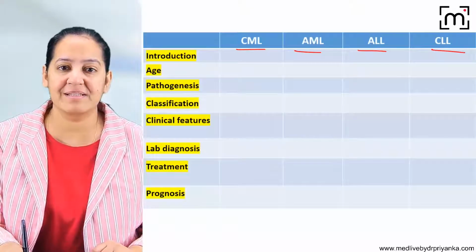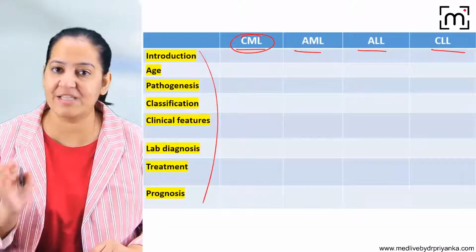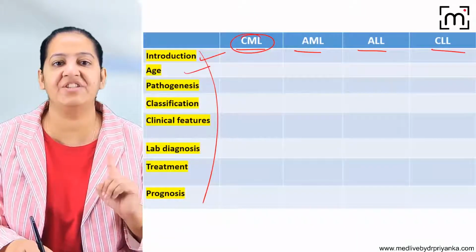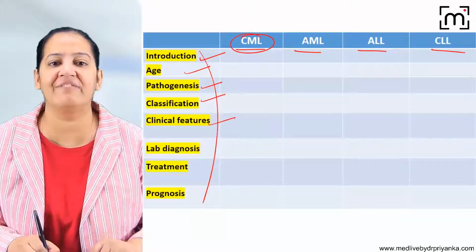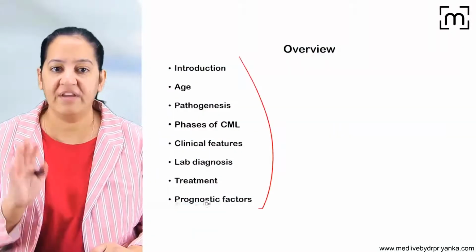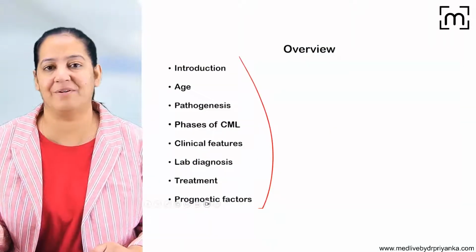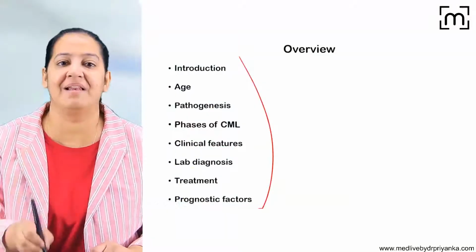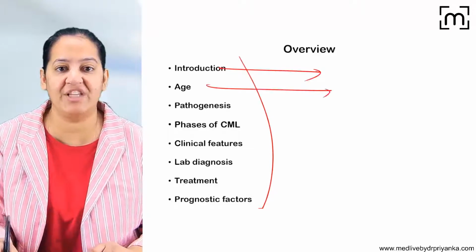So here I am going to discuss CML. Under a fixed set of headings, we will be discussing all the leukemias. First I will let you know the introduction, then age, then pathogenesis, classification, clinical features, lab diagnosis, treatment and prognosis. Under these headings only, we are going to discuss all the four types of leukemia. Currently we are discussing CML. So let's start with the introduction and age of CML.